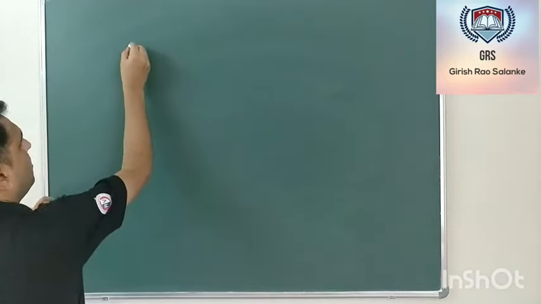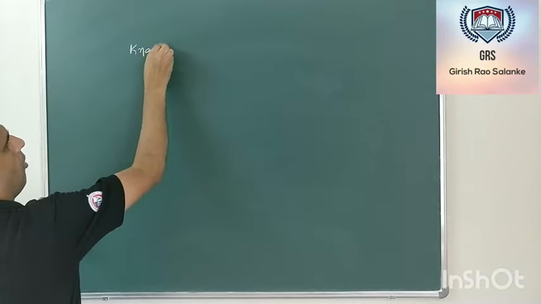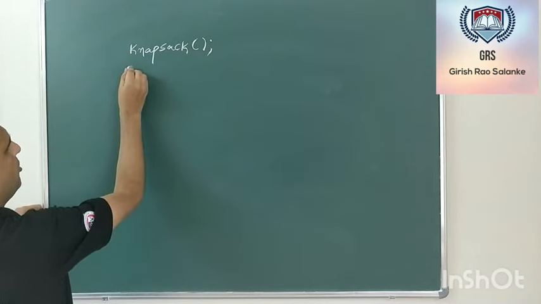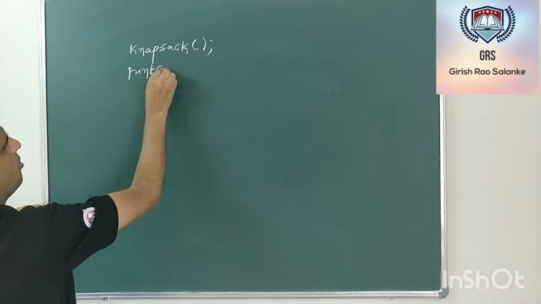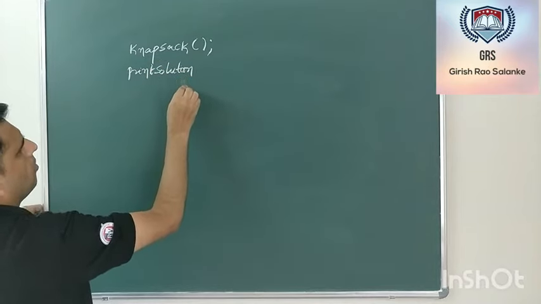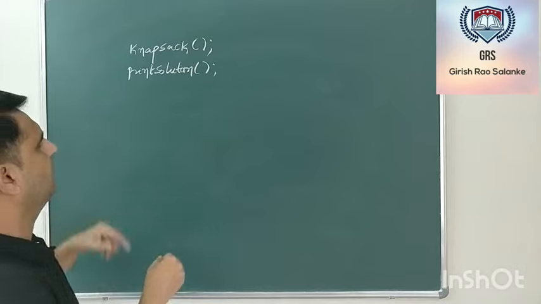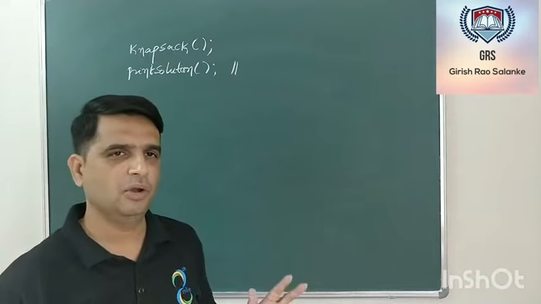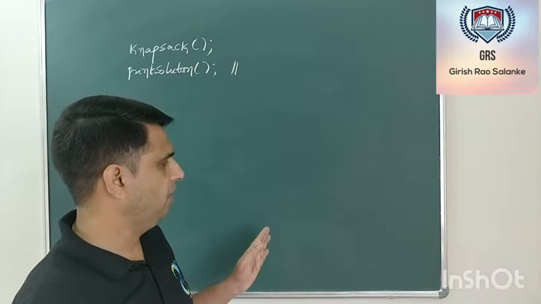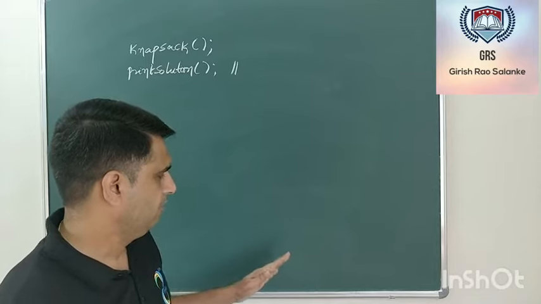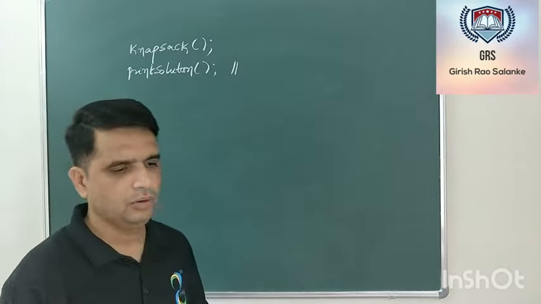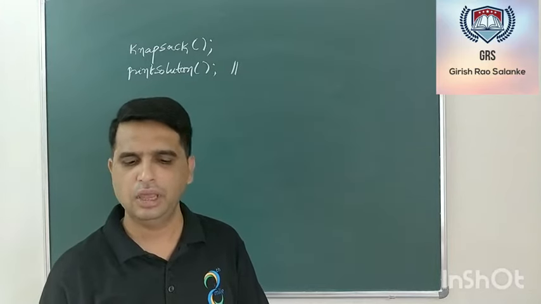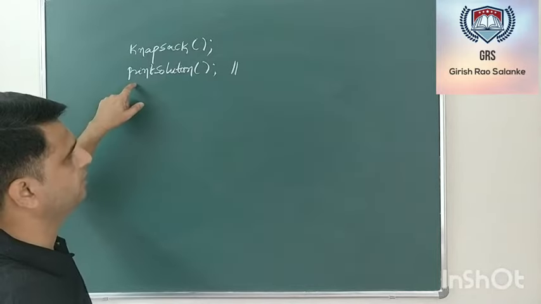I will call a function by name Knapsack, wherein I will do the entire calculation. Next, I will call print solution. Now, this particular print solution function, if you do remember, in the previous video, once I constructed the table, with the help of the table, I used the bottom-up approach to get the information about which are the objects that need to be included onto the knapsack problem. This is about this print solution function.